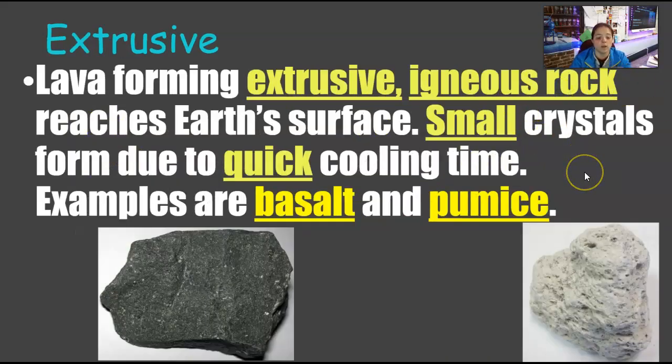All right, and then you have extrusive. That's above the earth, right? So lava forming extrusive. Extrusive, exit, like you're leaving through the door, it's leaving the earth, it's exiting. Extrusive igneous rock reaches Earth's surface. Small crystals form due to quick cooling time. So it's really, really quick.